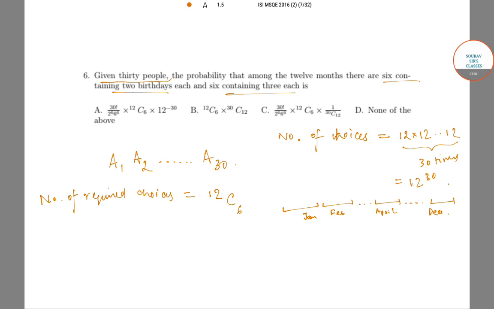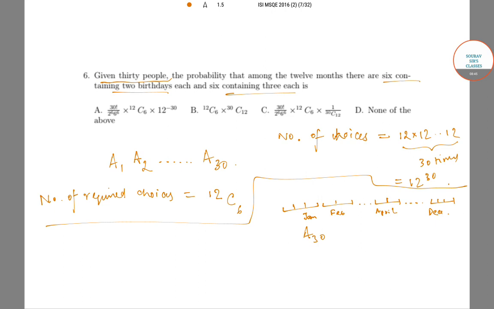Suppose we have chosen 6 months in which the number of birthdays are 3. Suppose January is a month in which the number of birthdays are 3. We create 3 blocks. Suppose February has 2, we create 2 blocks. Suppose April has 2, we create 2 blocks. And suppose December has 3, we create 3 blocks. Note that since we have chosen exactly 6 months, in different choices we get different combinations of 6 months having 3 birthdays.